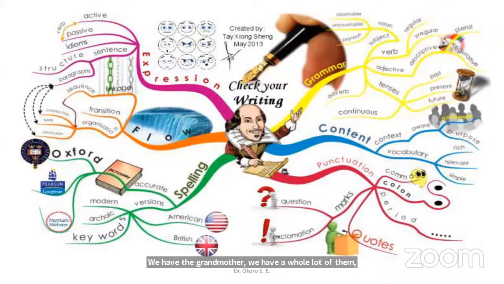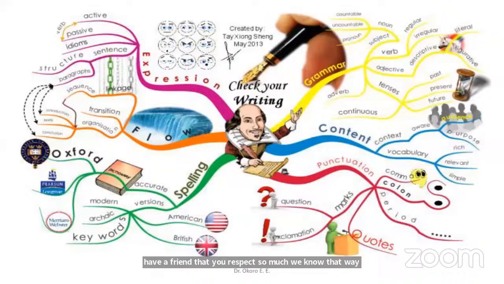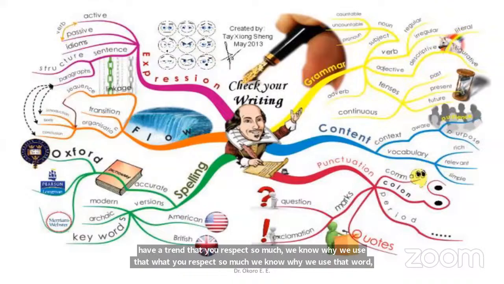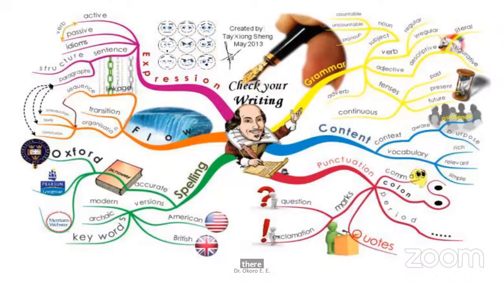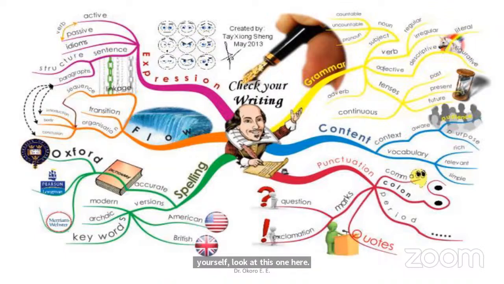And another way is if you have a friend that you respect so much. We know why we use that word, a friend you respect so much. Because imagine a friend that has not written any technical paper, but is good in English. After you have finished writing your technical paper, you give it to him, and everywhere you see is red biro. So even you will get angry. You start telling yourself, look at this one, he has not even written one, and he's busy condemning my own. So it must be a friend that you have high regard for, so that every contribution he or she makes will be something that you take in and use to develop yourself.